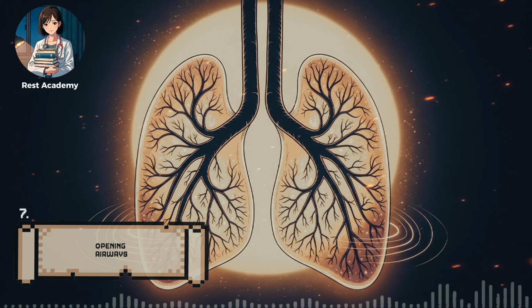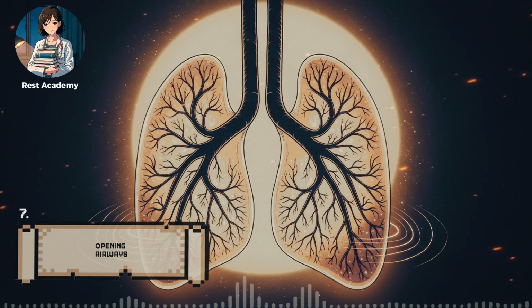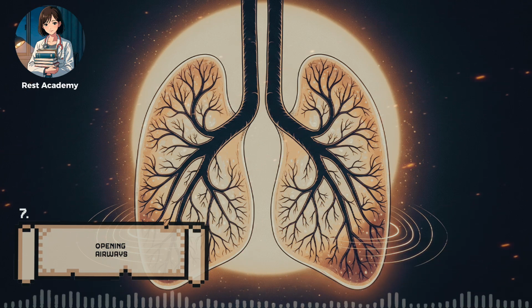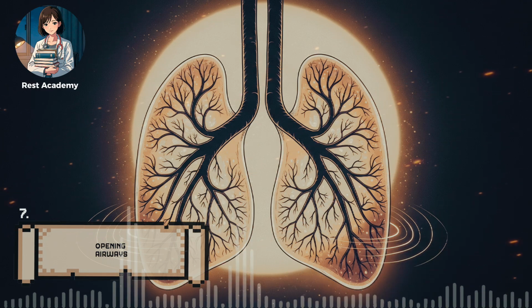Imagine two levers on opposite sides of a control board. Pull one, the heart races and pupils widen. Pull the other, the pulse slows and digestion resumes. These paired levers represent the autonomic nervous system, divided into sympathetic and parasympathetic branches, each balancing the other across organs.